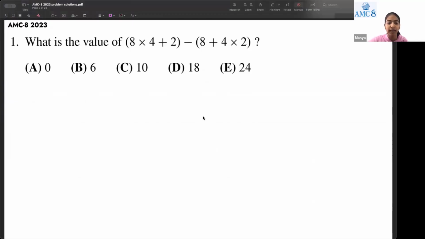What is the value of 8 times 4 plus 2 minus 8 plus 4 times 2? So we can't just simply solve this. We need to follow the order of operations. And by the order of operations, I mean that we need to follow PEMDAS. And PEMDAS stands for parentheses, exponents, multiplication, division, addition, and subtraction.